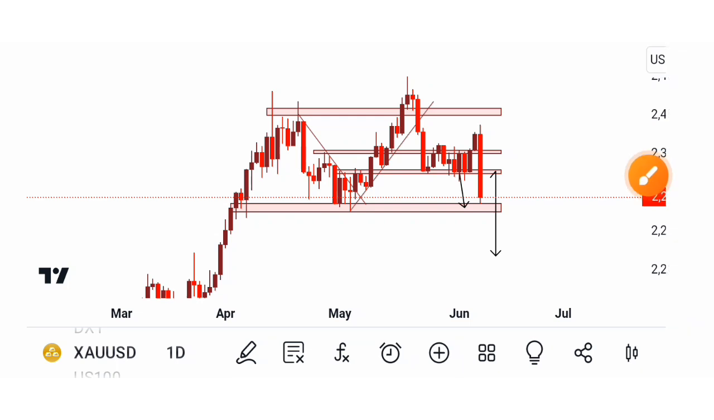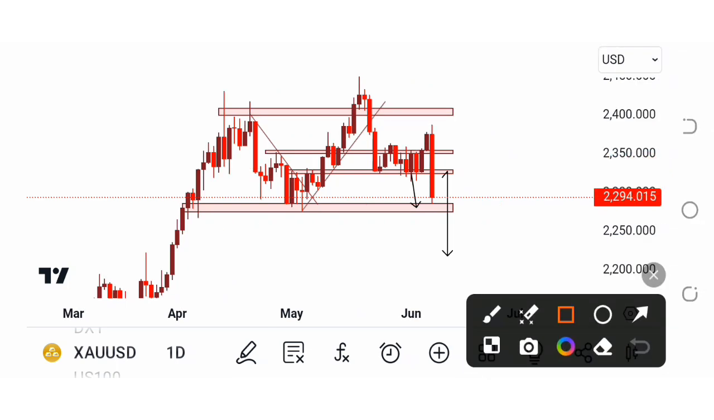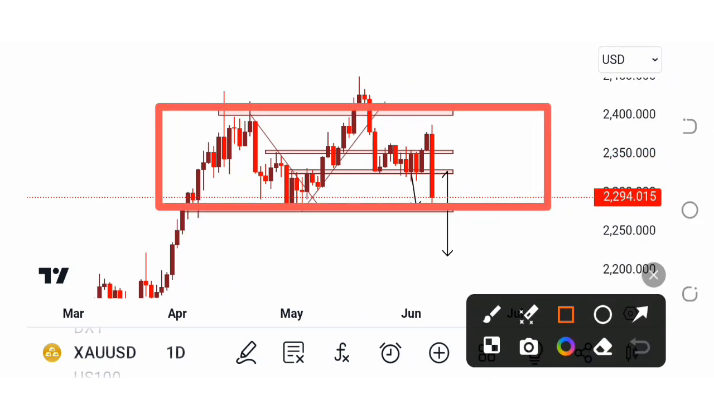Now at the moment I don't like how the market is moving, because this is a clear range. The market is ranging. This is the high of the range, and this is the low of the range, as you can see, right? The high and the low of the range.